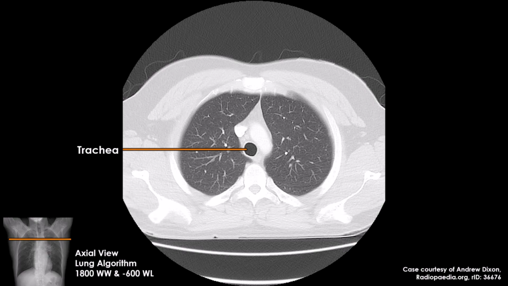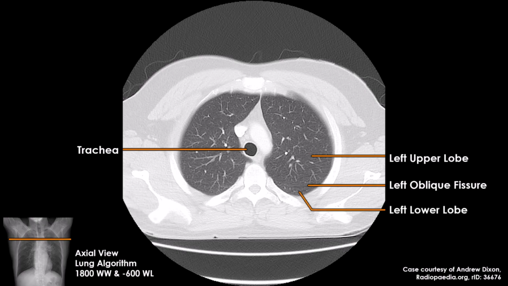In the left lung, we can faintly see the oblique fissure, also called the major fissure. The oblique fissure separates the lung into upper and lower lobes. On the anterior side, we can see the left upper lobe. On the posterior side, we can see the left lower lobe.